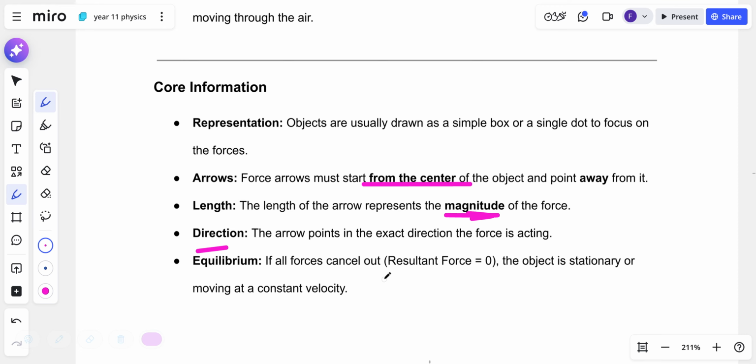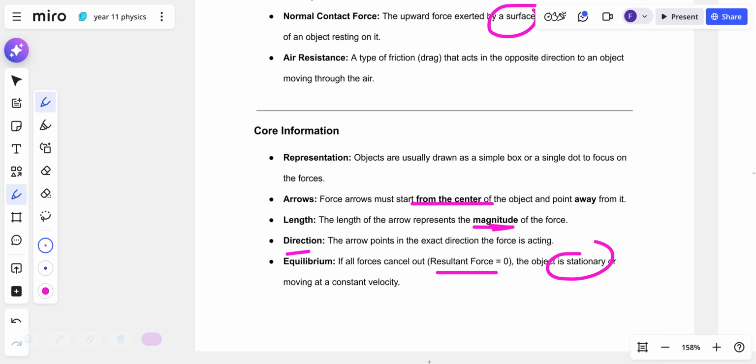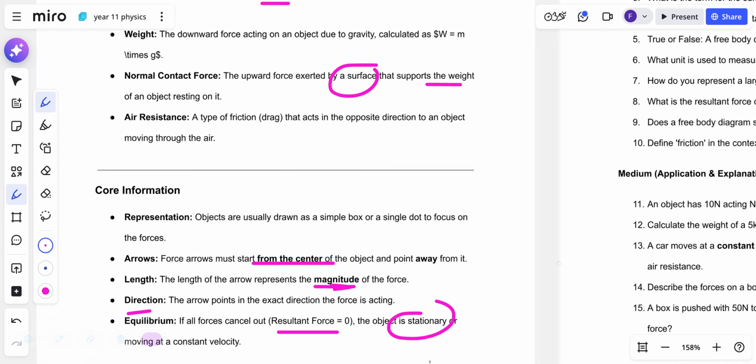Equilibrium. If your resultant force is zero, now here's a really common thing. Everyone thinks it's stationary. It's not. It's moving at a constant velocity. What's really cool is if you really get into physics, there's no such thing as a stationary object. There's nothing that is not moving. But that's for a different time.